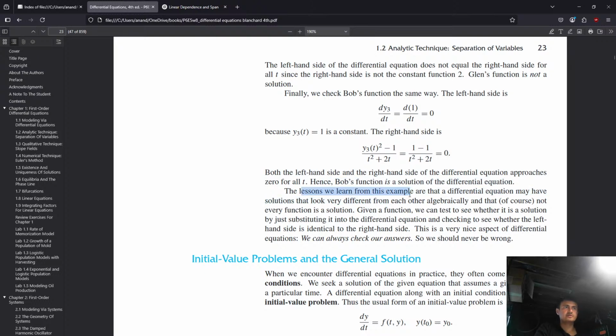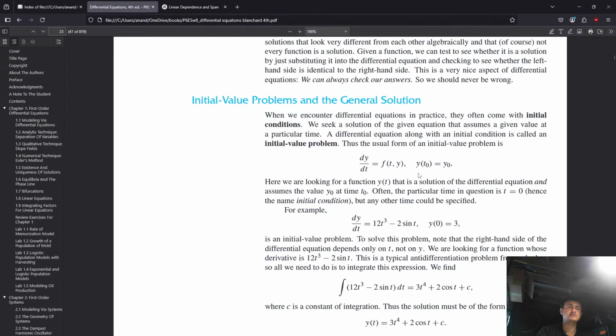The lessons we learned from this example are that a differential equation may have solutions that look very different from each other algebraically, and that, of course, not every function is a solution. Given a function, we can test whether it is a solution just by substituting it and seeing whether the left-hand side is equal to the right-hand side. So we can always check our answers. That's nice.